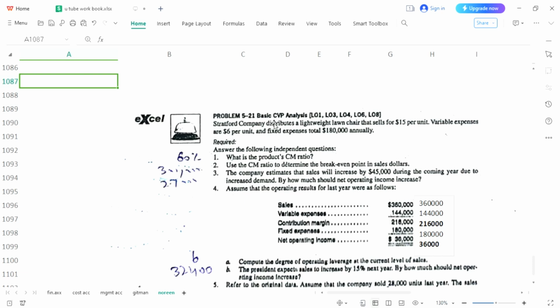But when you have a statement, that doesn't mean there is no change in the question. We have variations, different scenarios according to the organizational needs. So here we have our question, starting from the name of the organization, and we have sale price 15 per unit, variable expenses 6 per unit, fixed expenses 180,000, and we are asked to calculate the product's CM ratio.